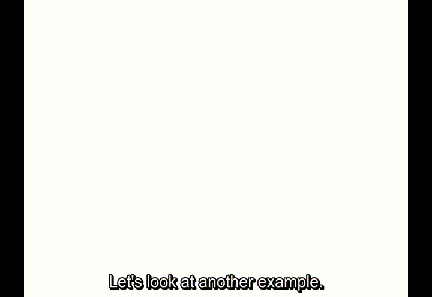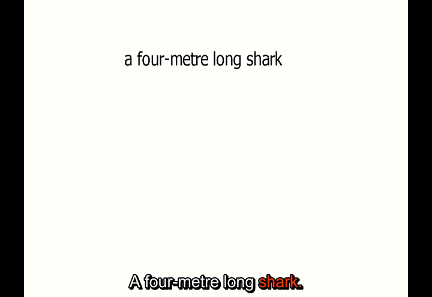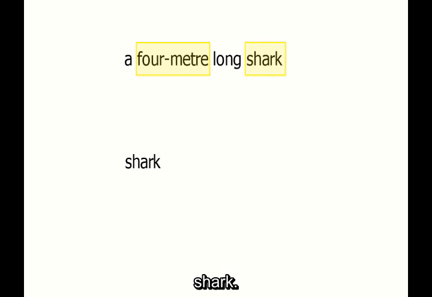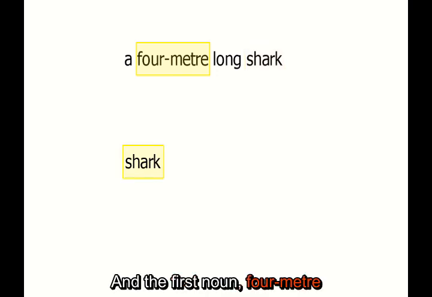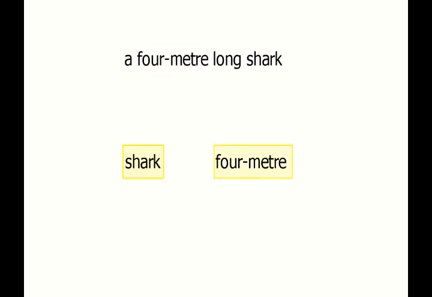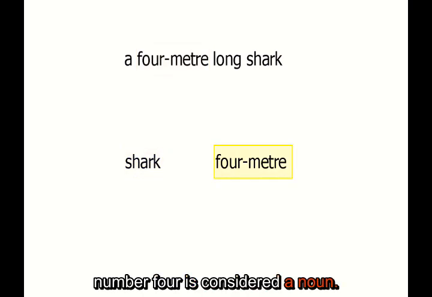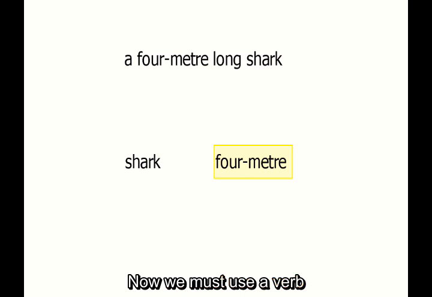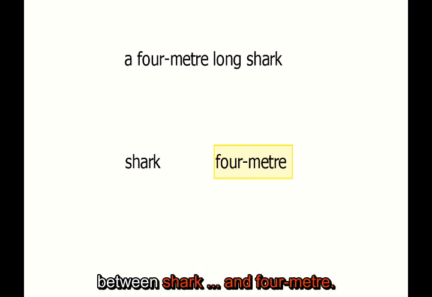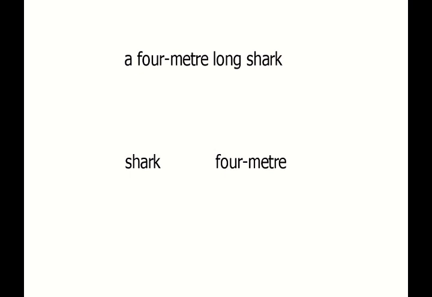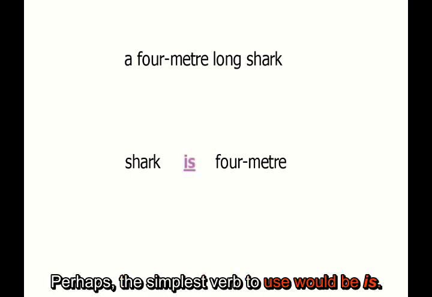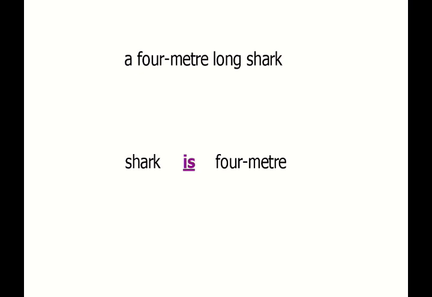Let's look at another example, a 4-meter long shark. We find the nouns 4-meter and shark. We place the last noun in the first position, shark, and the first noun, 4-meter, in the last position. Remember, number 4 is considered a noun. Now we must use a verb to explain the connection between shark and 4-meter. Perhaps the simplest verb to use would be is. A shark that is 4 meters.